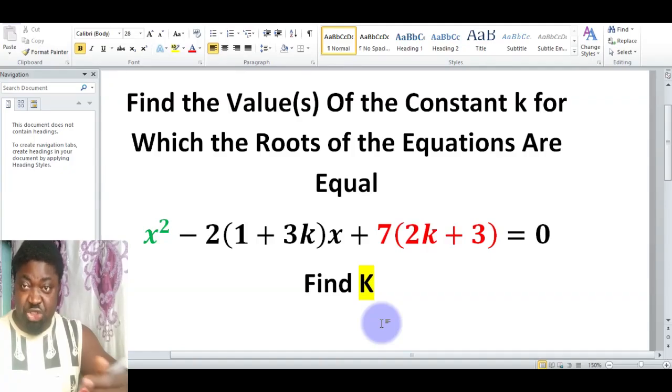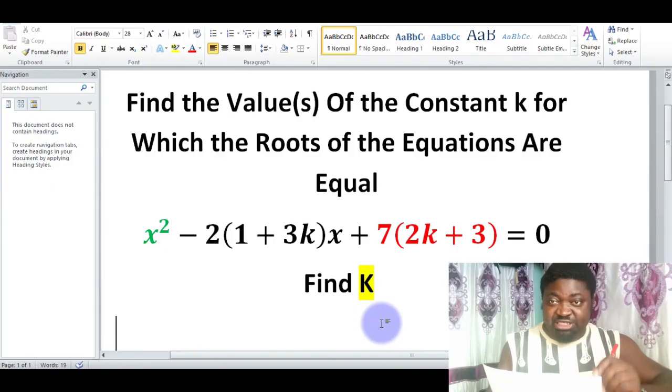Now, looking at this question displayed at the front of the screen, we want to see how we can find the value of k in this expression. But first, I want us to interpret something which will make it easier for us to get the values of k. There are two things involved here.